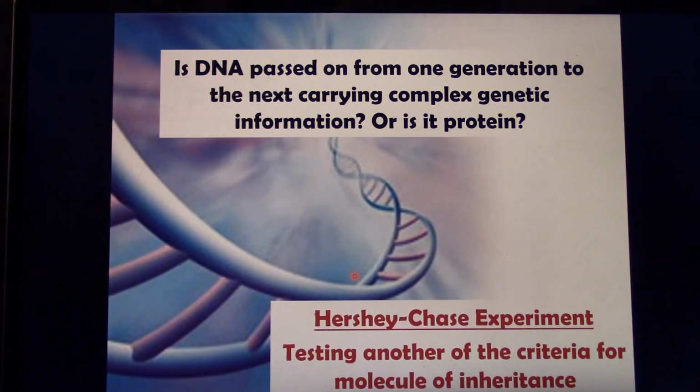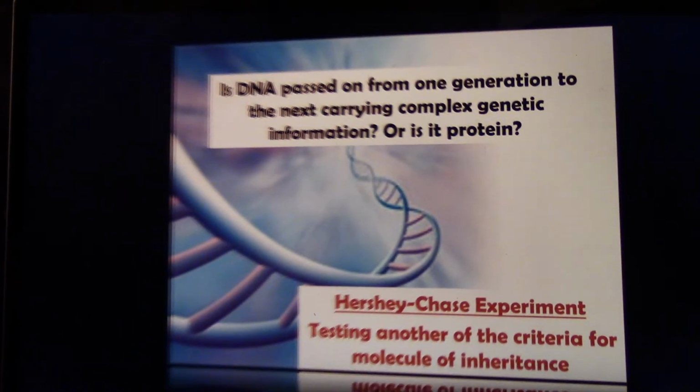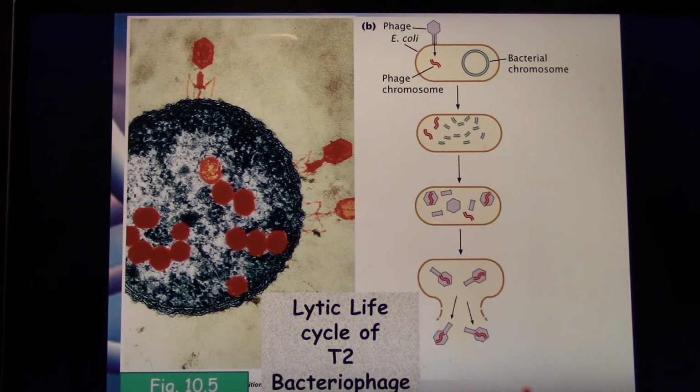Well, we don't just do one experiment or two experiments and say we're done. We're scientists and we keep asking questions. So some other scientists came along and they still wanted to know, is DNA passed on from one generation to the next carrying complex genetic information, or is it protein? So this was a big debate back then because they really didn't know. And Hershey and Chase, scientists named Hershey and Chase, came along and they did an experiment. And so the experiment's named after them. And they tested another of the criteria of the molecule of inheritance. They wanted to know, can you pass this trait down?